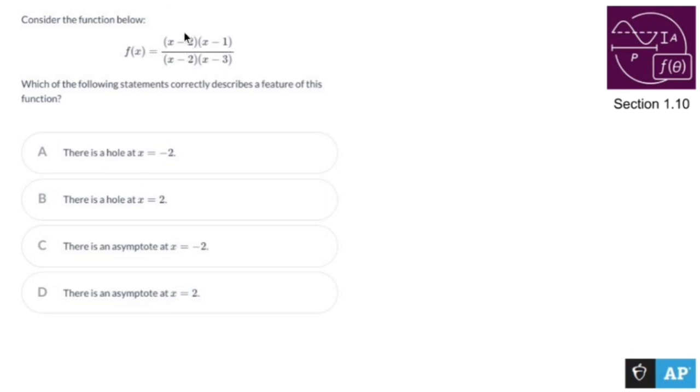Since upstairs and downstairs have the same factor, that tells me there is a hole at the number that makes this factor 0, and the number that makes that factor 0 is 2. 2 minus 2 is 0. I have a vertical asymptote at the number that makes the bottom one 0, at 3. I have a 0 at 1, but I don't have to worry about that.